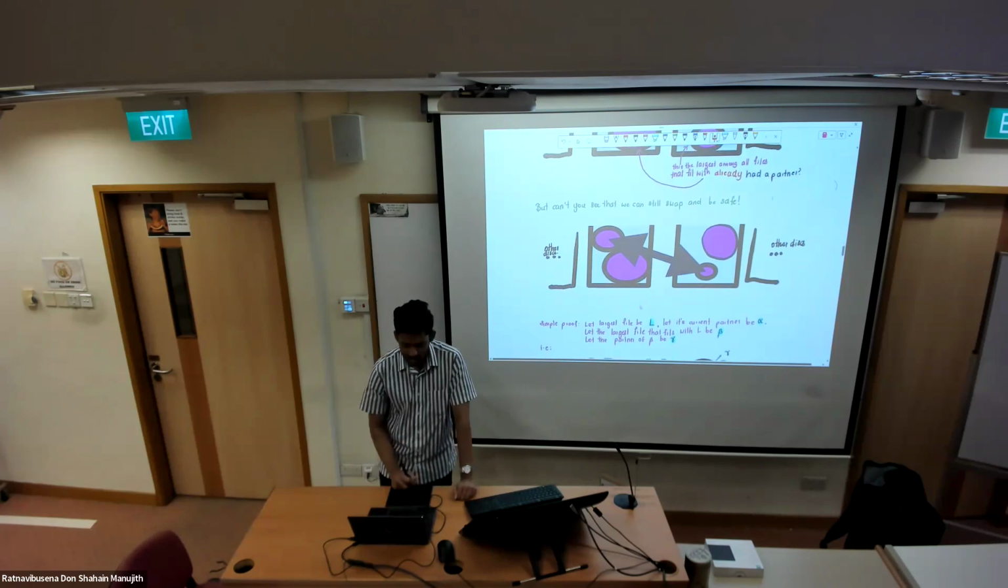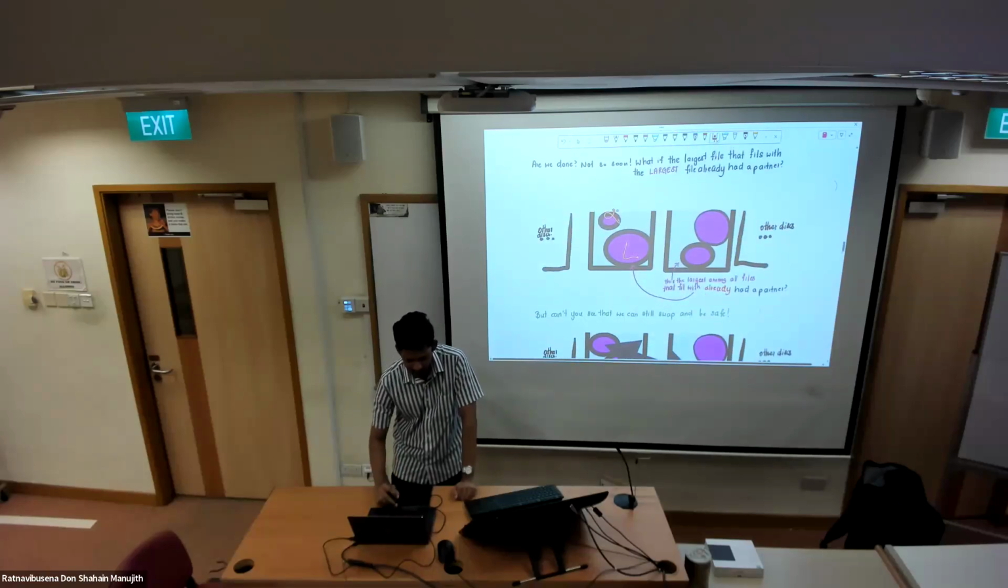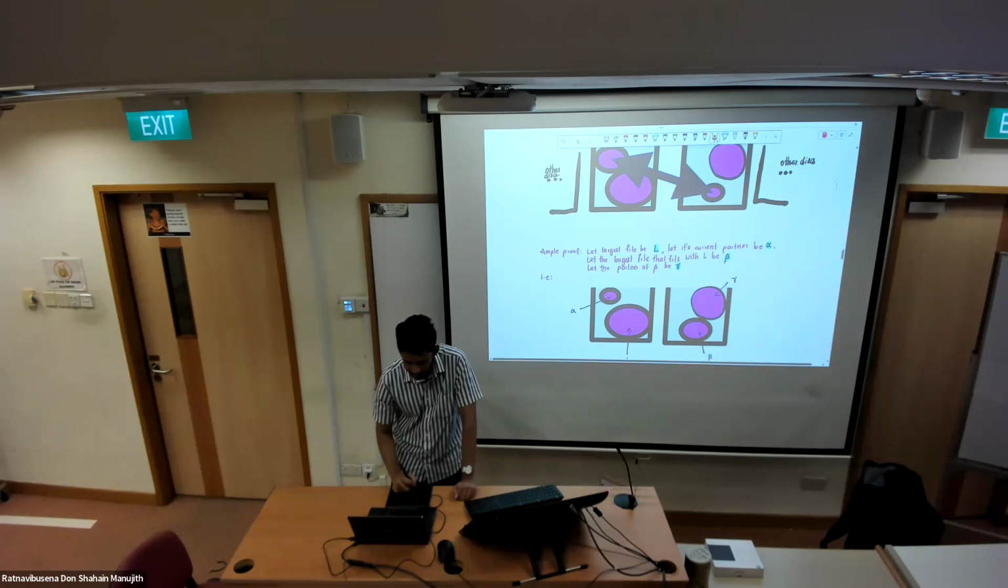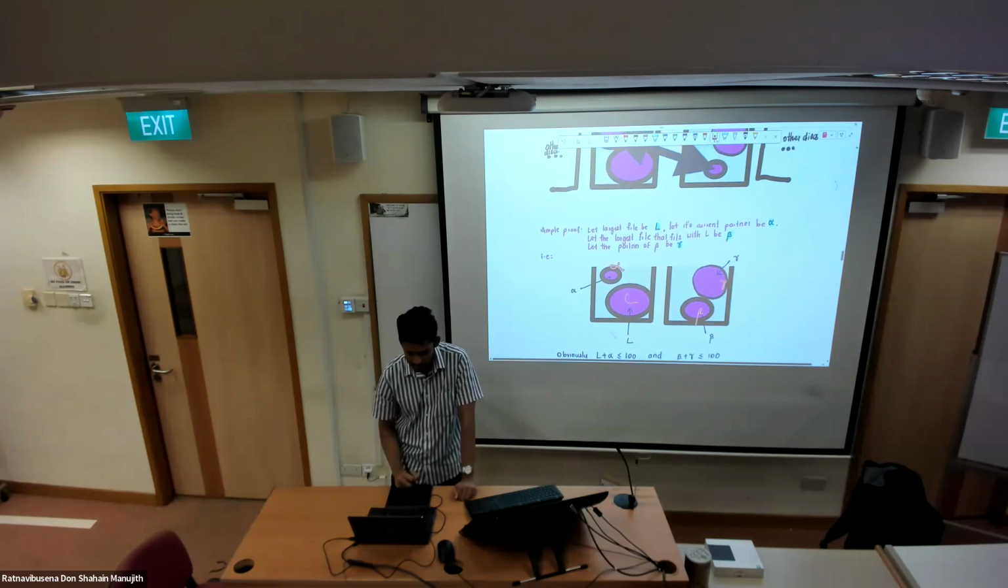Okay, so let the largest file be L. So what's the largest file? It's L, and let its current partner be alpha. So this is L, this is alpha. Let the biggest file that fits with L be beta, and let the partner of beta be gamma. So this is L, alpha, this is beta, this is gamma. Okay, so the largest file that fits with L is beta.